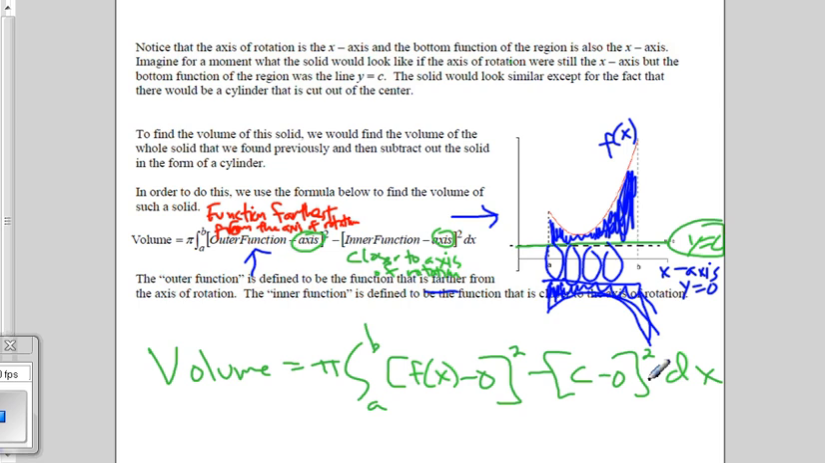Then dx. Okay, so we're going to take a look at some of these in part 2. There's one example that rotates around the x-axis and one that rotates around the y-axis. All right, so that's part 1.